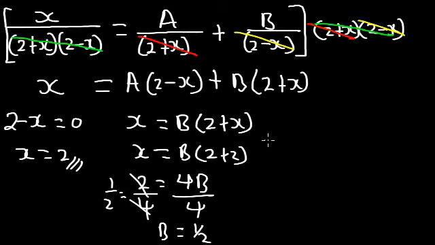Perfect. Now what about a? To determine the value of a, let's make 2 plus x equal 0. And x will be equal to minus 2 indeed.